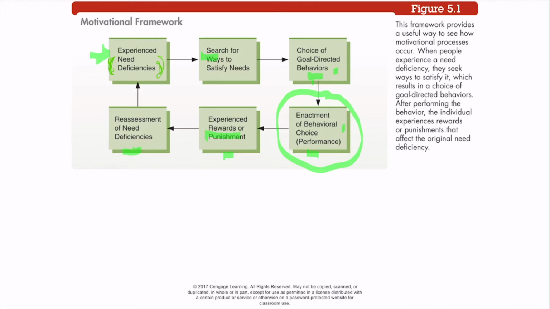And then after you get your degree, you should not have a deficiency unless you want to continue with your education. So let's say you've got your associate's degree. Now you experience a deficiency in education because you don't have a bachelor's degree. So you'll go around and around again through this framework, and until those needs or those deficiencies are satisfied, you'll continue along the same pattern.